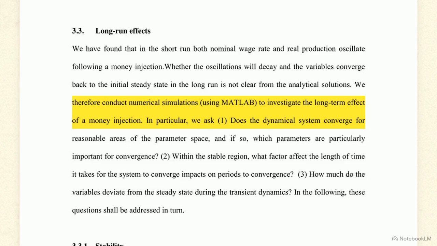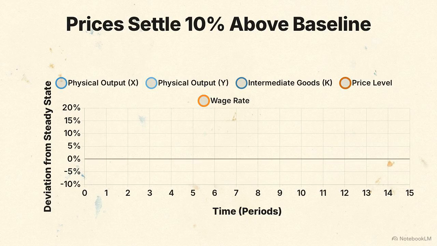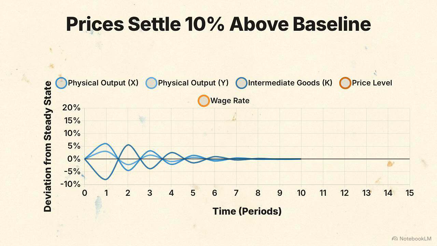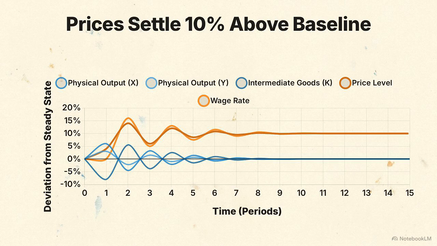in MATLAB. This chart displays the simulated trajectory of the real variables, the actual physical output of goods X, Y, and K. The high-amplitude waves slowly lose their energy, taking between 8 and 12 periods to decay completely flat, returning output to its exact original baseline. However, the nominal variables, the wages and prices, behave differently. They also oscillate and decay, but their waves settle onto a permanently higher plateau.